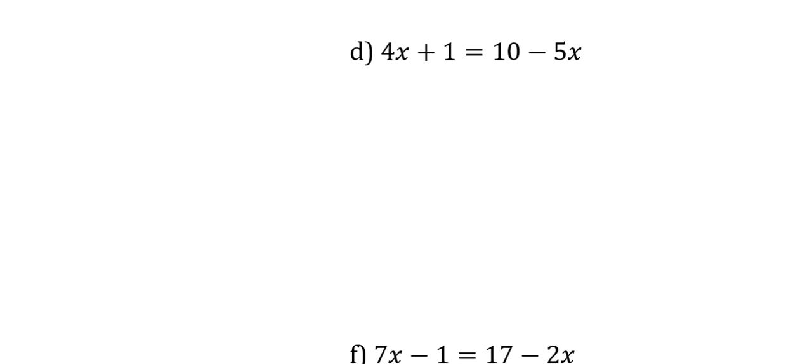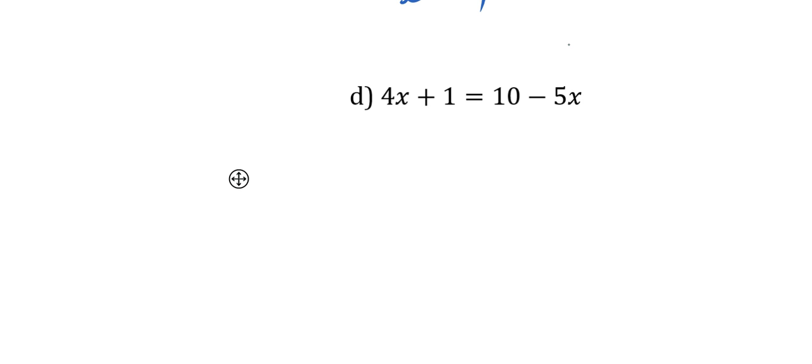I like always putting my letters to the left. So I'm going to move the 5x to join the 4x. Get all my x's together. They have to be on the same side. And I'm going to do a little circle. So what do I put in the circle to get rid of that 5x? Awesome. Positive 5x plus 5x, because the one that's there is already negative.